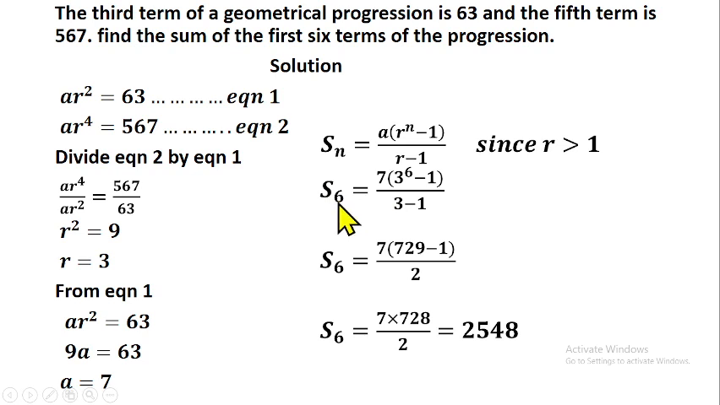So we are summing 6 terms together. Sum of 6 is equal to the first term 7 into constant ratio 3 raised to power 6 minus 1 over 3 minus 1. From there you can simplify further. 3 raised to power 6 is 729, minus 1, over 3 minus 1 is 2. 729 minus 1 will give us 728. From there, 7 times 728 divided by 2 will give us 2548. So when you sum the 6 terms of the progression together, it's going to give us 2548.